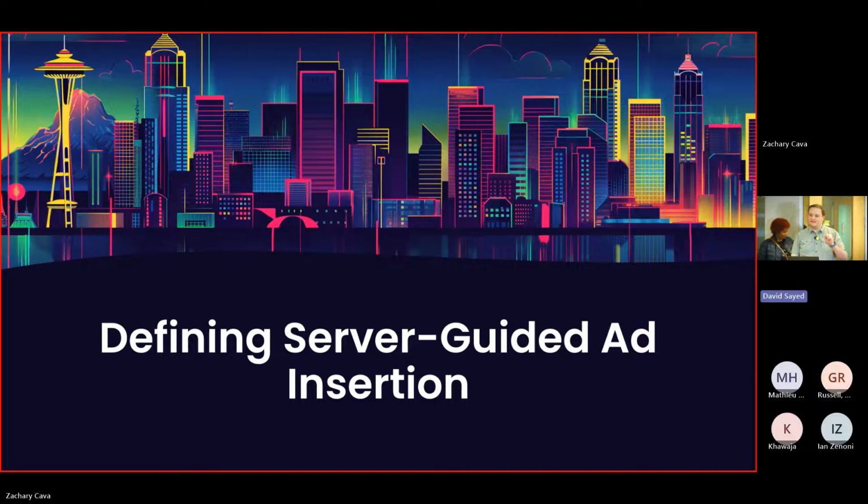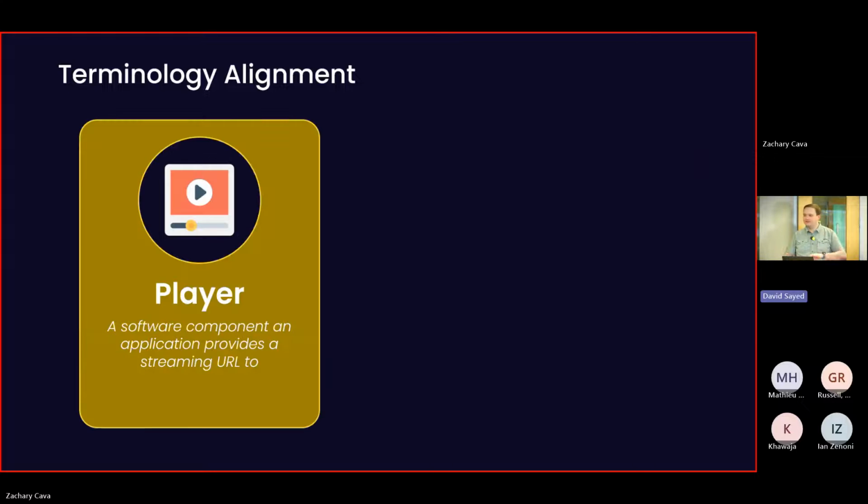Defining server-guided ad insertion, right? To do that, there's one thing I really want to align on, and it's not to offend or anything, just terminology alignment, so that we are all talking about the same thing in this presentation. First one is a player. The context here, I'm talking about a player as a software component that an application provides a streaming URL to. So the MPD, the M3U8, the MP4, right? If you want to go to real spec parlance, it's a type 1 player.